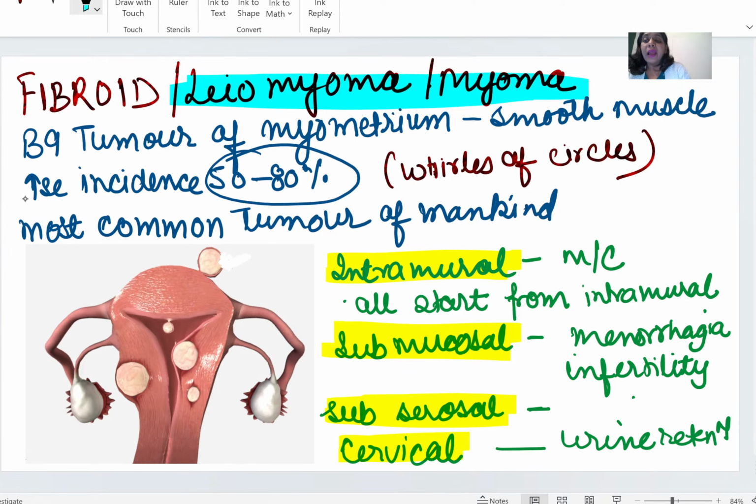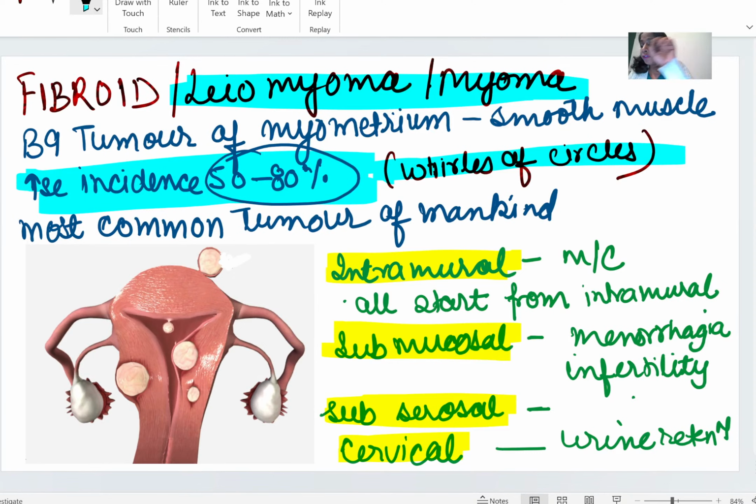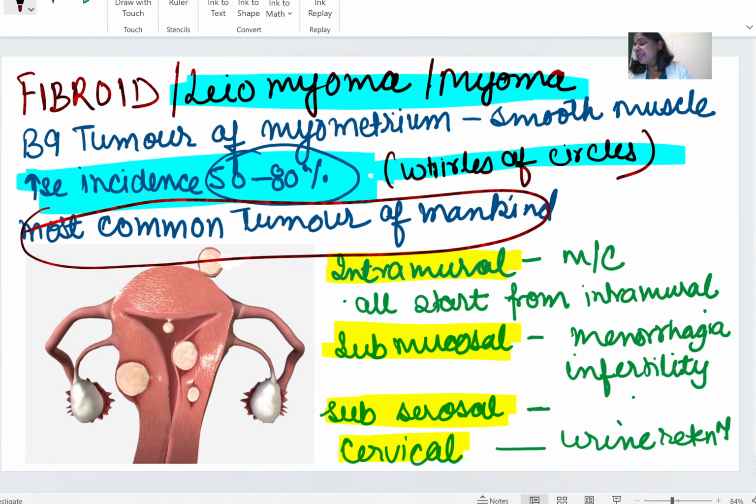It has very high incidence. Its incidence is 50 to 80%. Okay. On histopath, we see all the cells which have increased, they get arranged in a whorled pattern, that is circular pattern. It is the most common. It has such a high incidence that around 50 to 80% of females have fibroid, and it is the most common tumor of mankind. Such a high incidence is not present in any disease.